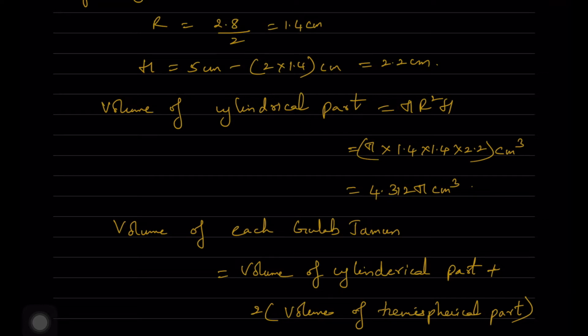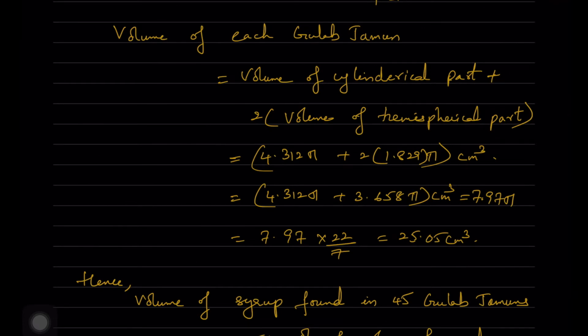So volume of cylindrical part is equal to pi R square h. From the formula, h is equal to 2.2 we have got. So that is equal to 4.312 pi centimeter cube. So volume of each gulab jamun is equal to how much? Volume of cylindrical part plus 2 into volume of hemispherical part. So you are getting 4.312 pi plus 2 into 1.829 pi centimeter cube, which is equal to 4.312 pi plus 3.658 pi. Total you are getting 7.97 pi, taking pi as 22 by 7, so 7.97 into 22 by 7, which is equal to 25.05 centimeter cube.